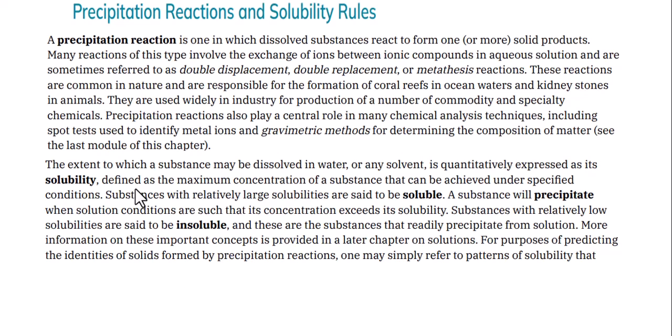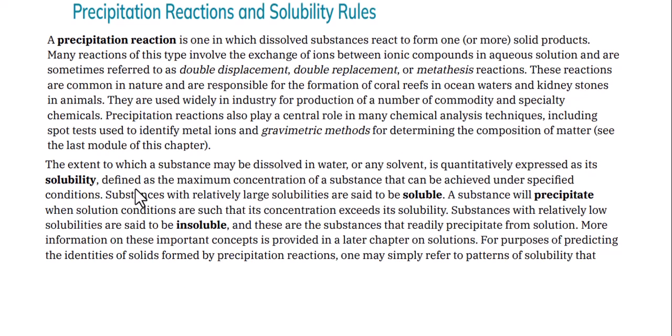More information on these important concepts is provided in a later chapter on solutions. We will look into that, and we will also look at the gravimetric methods of determining the composition of matter. For the purpose of predicting the identities of solids formed by precipitation reactions, one may simply refer to a solubility table that we will deal with in the next slide.